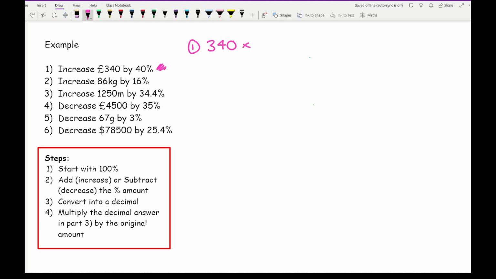And we're going to be multiplying by now 100% plus 40%. This is something you want to be doing in your head: 140%, and that as a decimal is going to be 1.4. So if I reach for my calculator and do 340 multiplied by 1.4, I get an answer of 476.